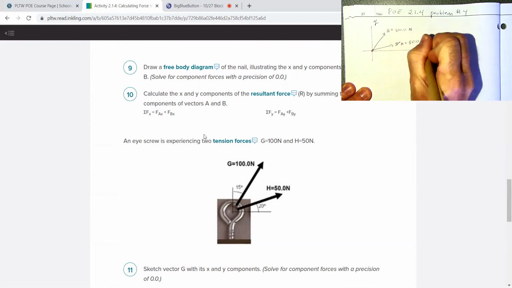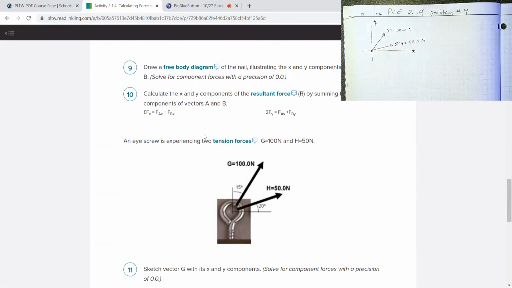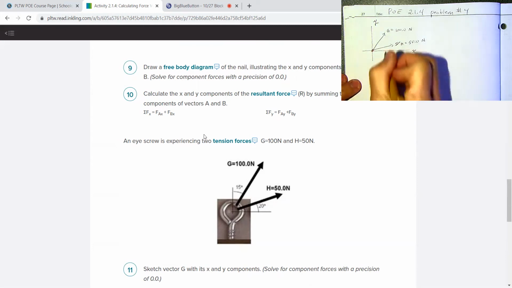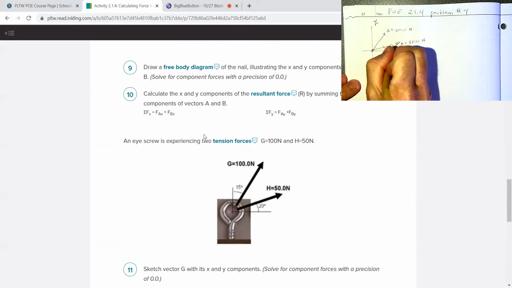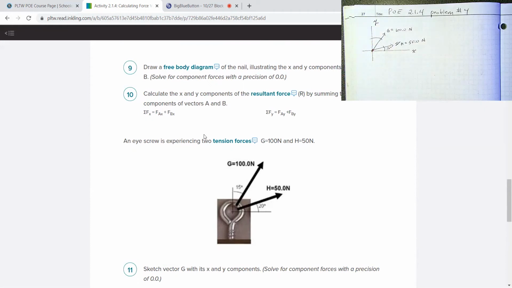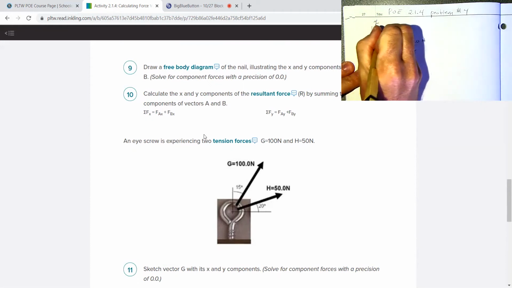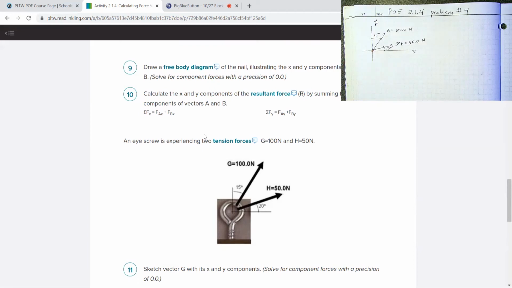You don't often see newtons in engineering. More often, you see pounds, if you're more used to that. It's 20 degrees right there. I will make this bigger in just a moment so you can actually see what I'm writing down here. 15 degrees there. So what are we supposed to solve?